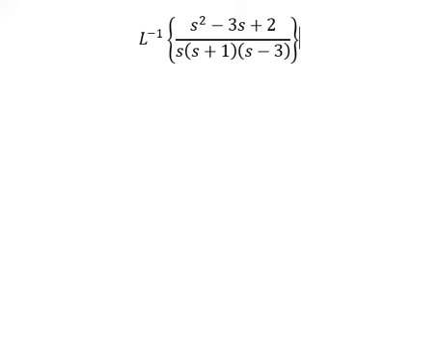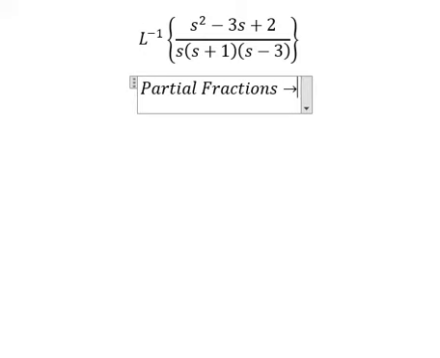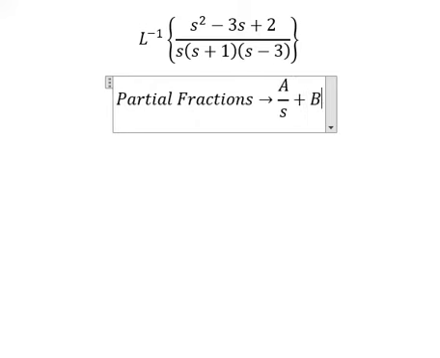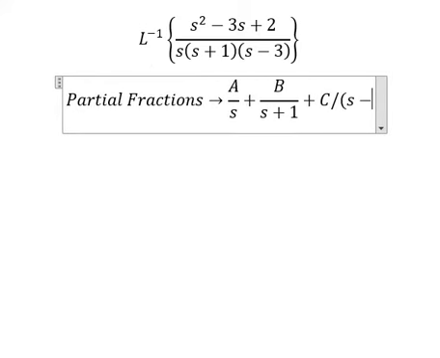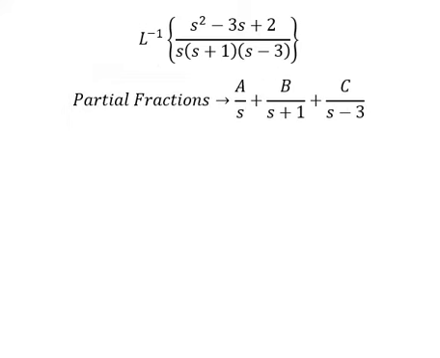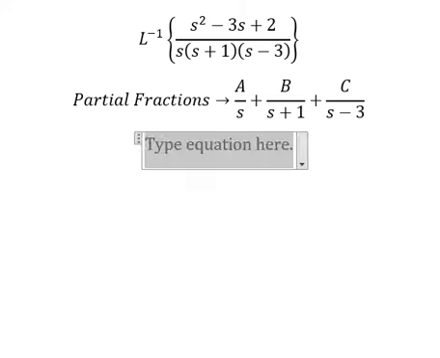So now I will show you how to answer. We can use partial fractions in here. So I will put capital A over s, capital B over s plus 1, capital C over s minus 3. Next, we do common denominator.